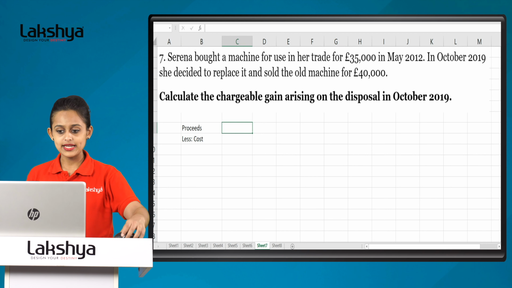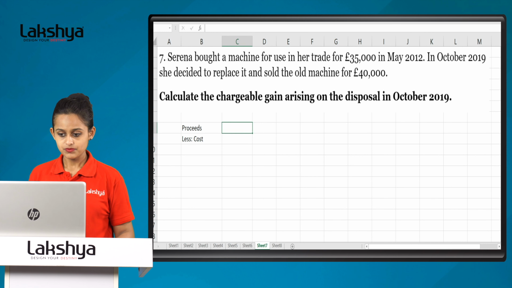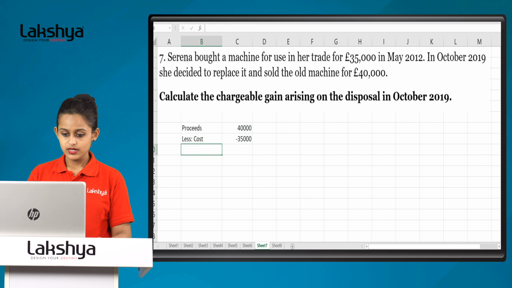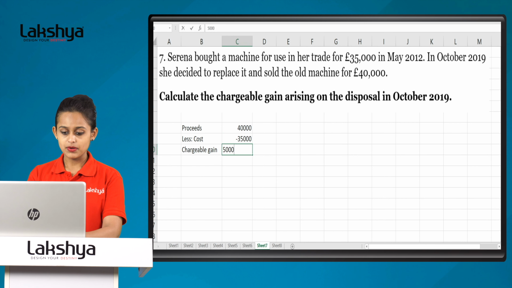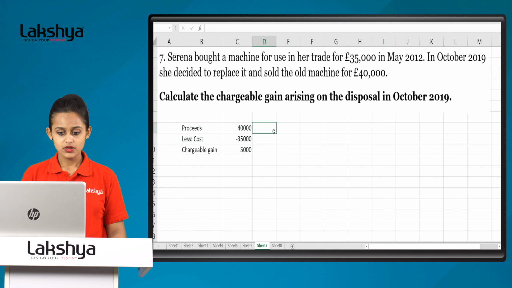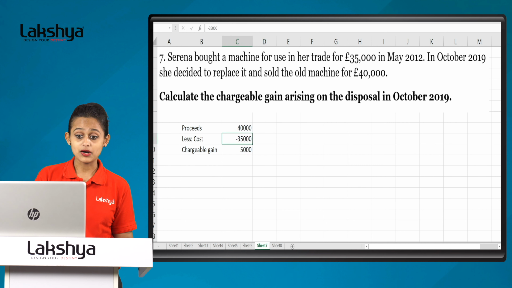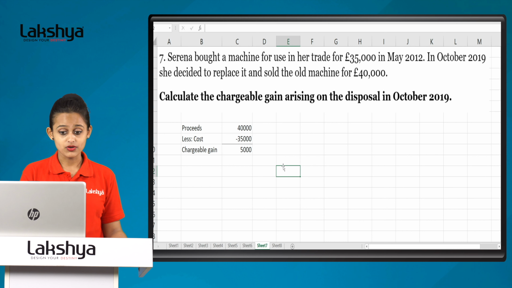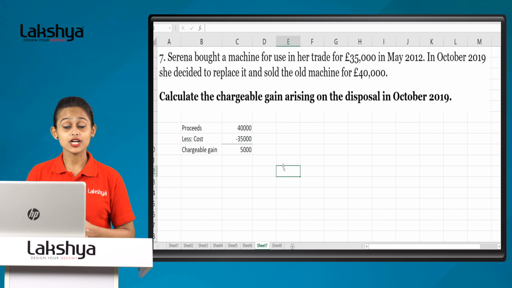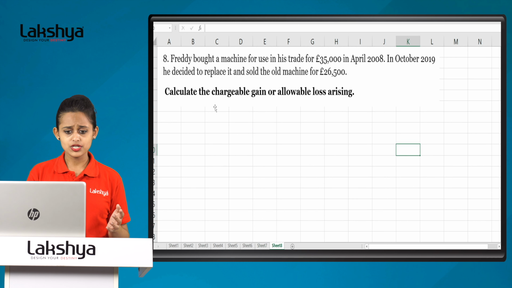Proceeds is 40,000. Then cost is how much? Cost is 35,000. So that means our chargeable gain, let's see how much it is. 40,000 minus 35,000. Chargeable gain is £5,000. Okay, now let's see the next question.